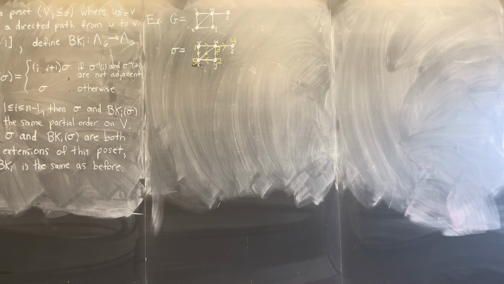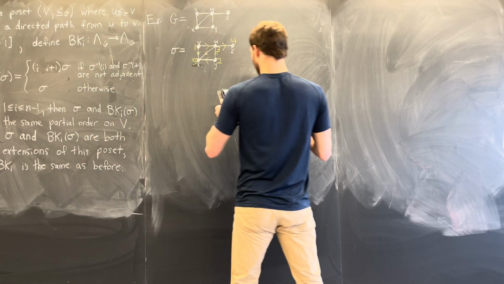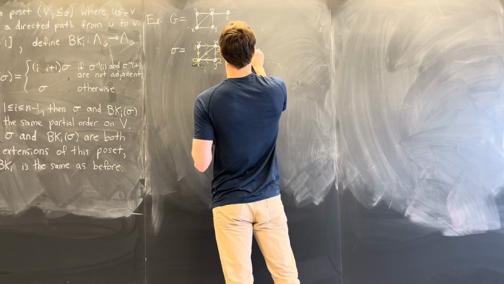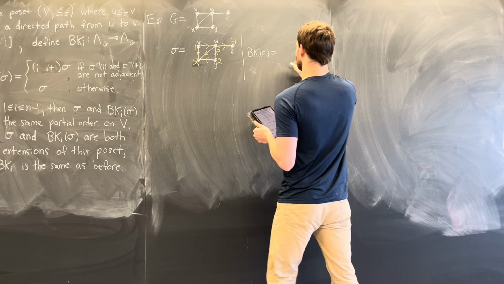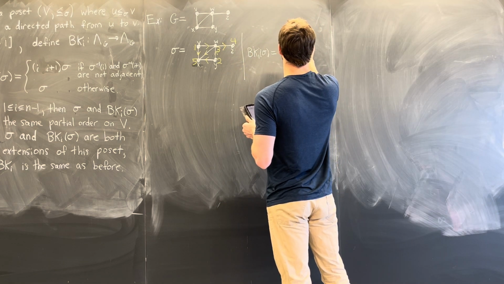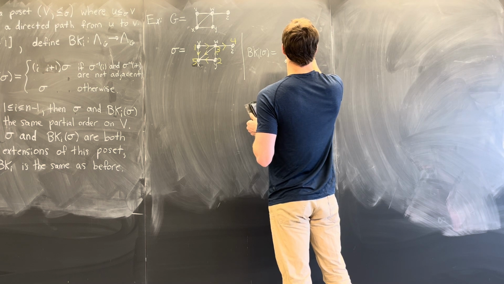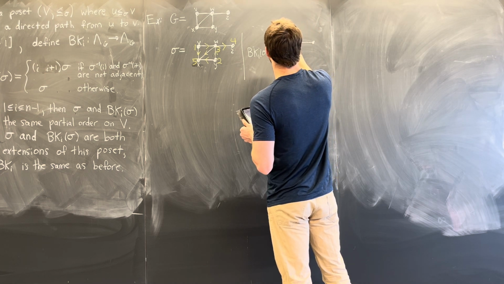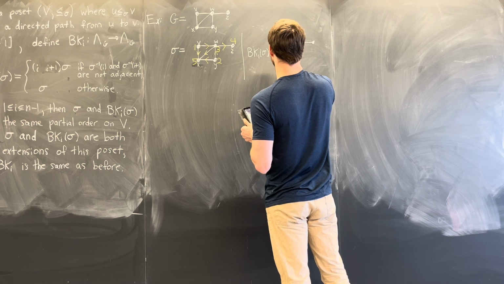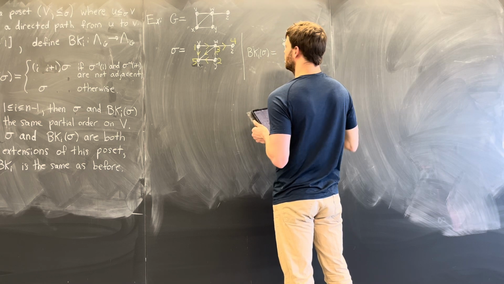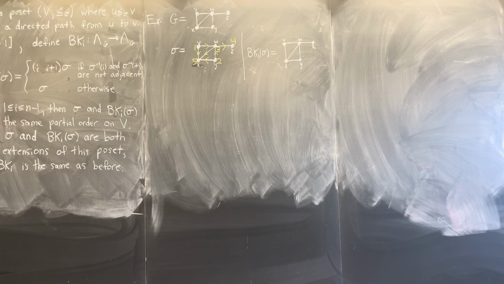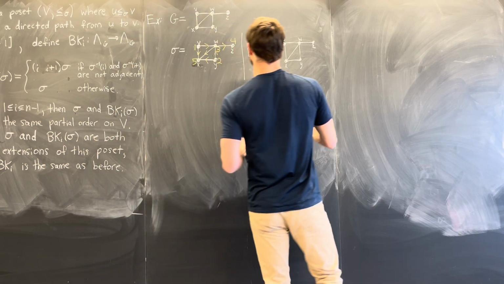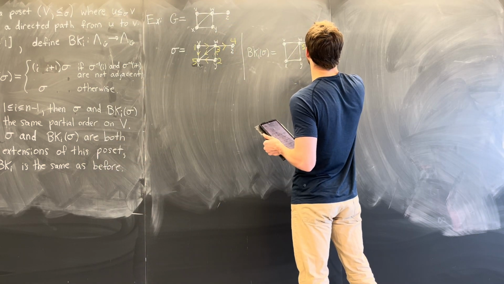And okay, now I can draw bk sub 1. So here's bk sub 1 of sigma. So I guess I'll start by drawing the same graph as before. Okay, here's V, W, X, Y, Z. I'll do the labels. This is still 3, this is 4, and this is 5.